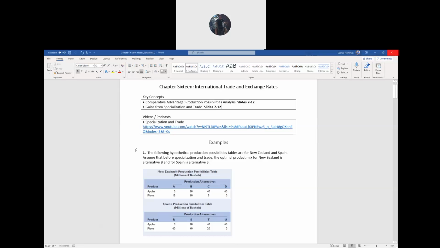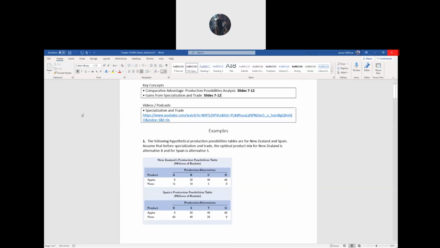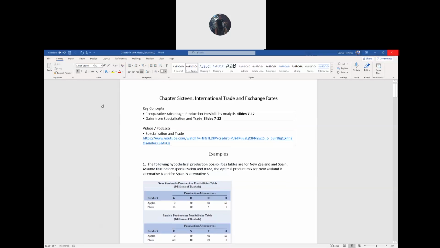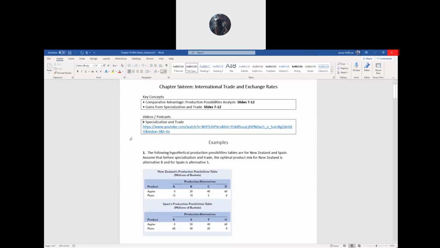Okay, so I know these examples are going to take a while, so we're just going to go ahead and jump into them. So those are the main concepts: comparative advantage via the production possibilities analysis, and then how you can show gains from trade that I wanted to show you from the slides. There's a nice little video if you want to look at that on specialization and trade. Take a look there. But I think the best thing to do to get a grasp on these examples is just to jump into them.